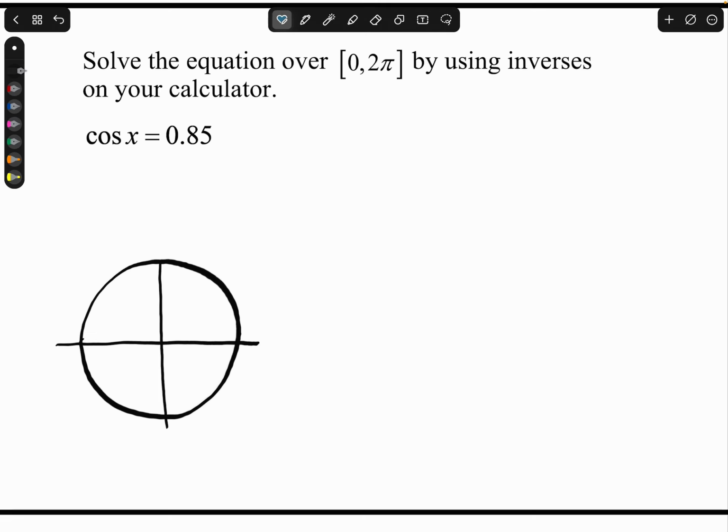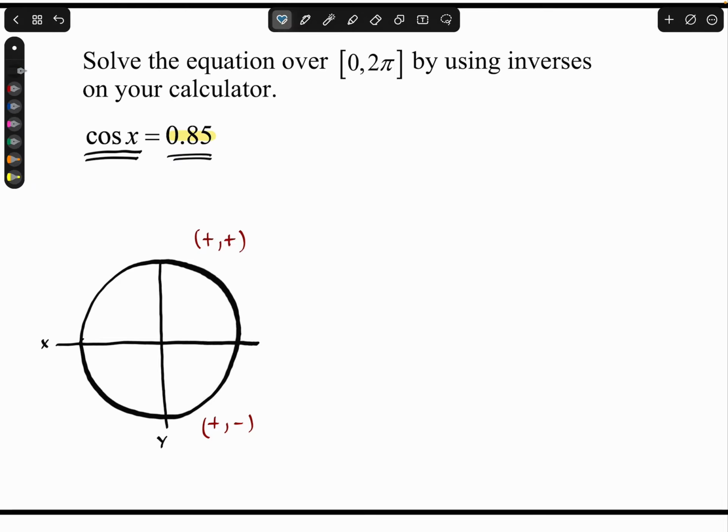So we've got our x-axis and our y-axis. And when we're talking about the cosine of some given angle being 0.85, remember, this is a positive value. So if the cosine is equal to a positive value, we know that can happen in quadrant 1, because this is positive and positive, and that can happen in quadrant 4 because this is positive and negative.